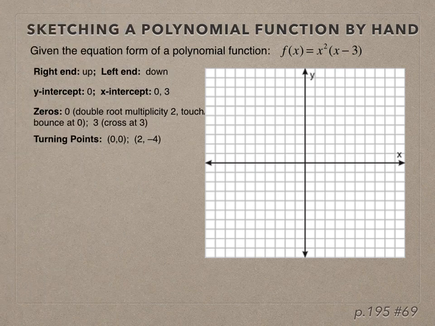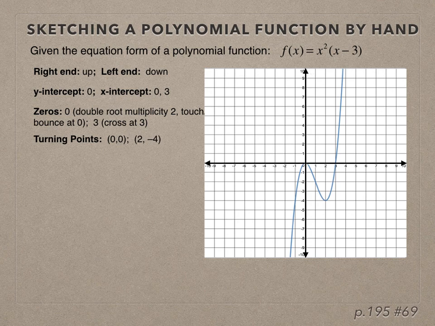The information that we had, remember, is that the right end is going to go up, the left end is going to go down. We have a y-intercept at 0. We have x-intercepts of 0 and 3. So let's start by noting the right end will go up, the left end will go down. My y and my x-intercepts are graphed. The turning point, which is (2, -4), is now graphed. This graph is going to touch the x-axis at 0, but cross through at 3.